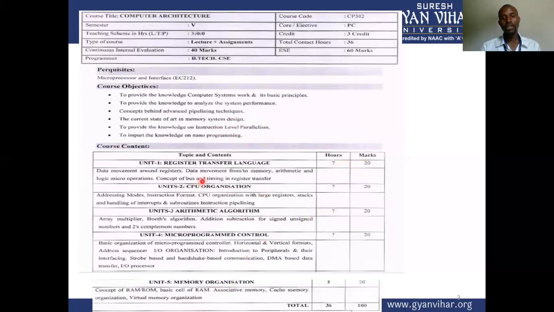In the first unit, we'll be covering register transfer language, while in the second unit, we'll cover CPU organization. In the third unit, we'll cover arithmetic algorithms. In the fourth unit, we'll cover microprogrammed control. And lastly, we'll cover memory organization. Just to remind you, all these 5 units are connected to each other. So there is nothing that you're going to study here that is out of topic. Each and every unit that has been detailed and formulated here is useful for your study and syllabus coverage.